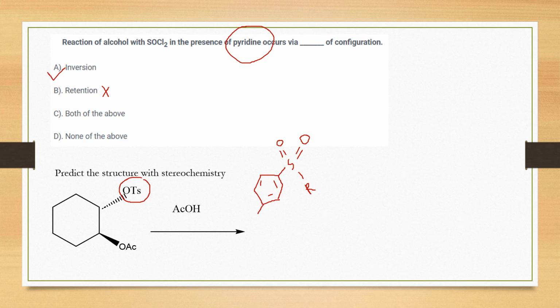So when there will be attack, the nucleophile and the electrophile, it will dissociate and it will attack. Ultimately this OTS will just be replaced by OAc and the configuration will remain the same, like the dashed configuration will remain as it is and the wedge configuration will remain as it is. So there will be retention of configuration because it's an NGP reaction. So this is for now.